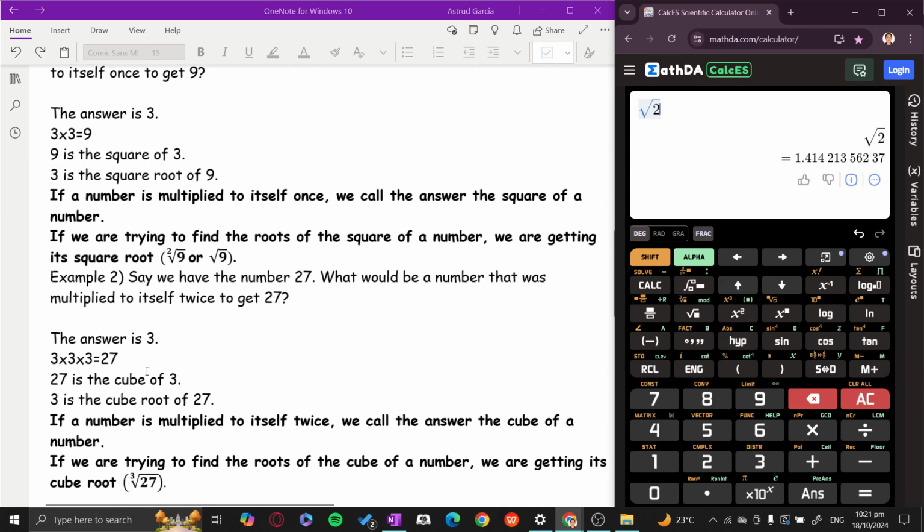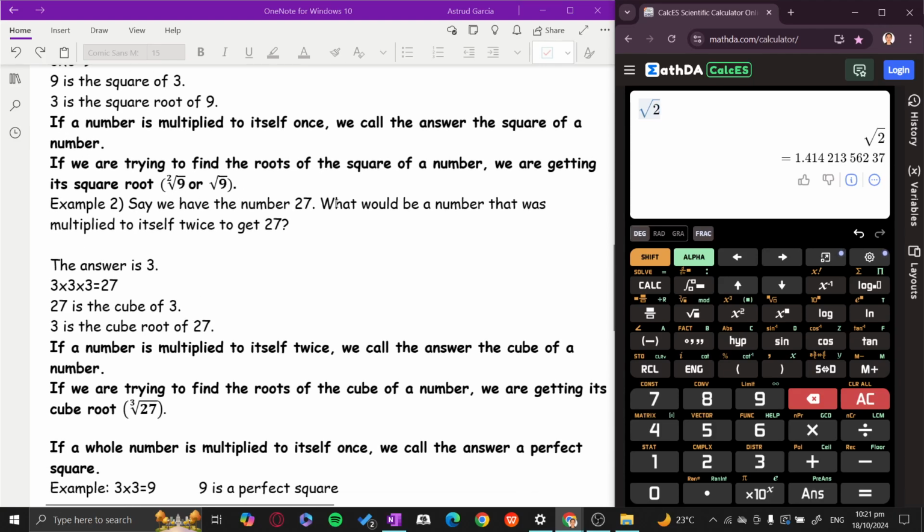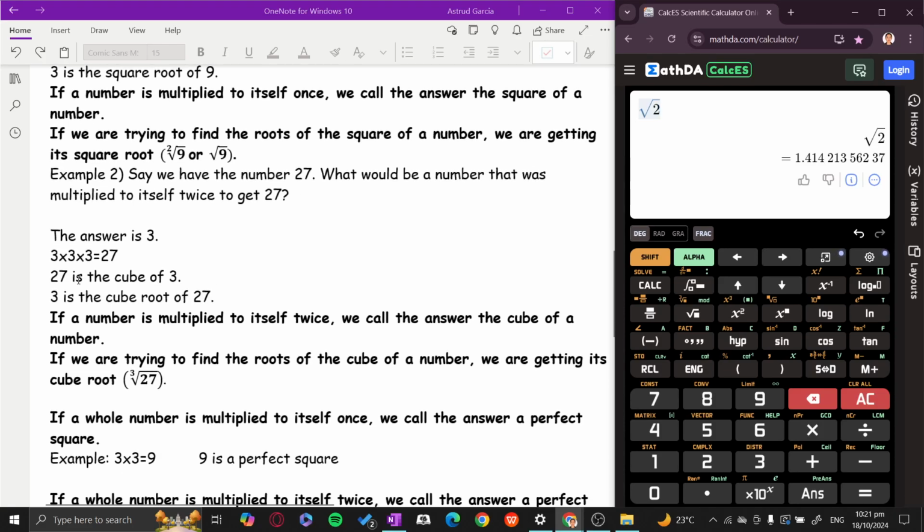Okay, so example number 2. Say we have the number 27. What would be a number that was multiplied to itself twice to get 27? The answer is 3. 3 times 3 times 3 is equal to 27. 27 is the cube of 3. 3 is the cube root of 27. So if a number is multiplied to itself twice, we call the answer the cube of a number. And if we are trying to find the roots of the cube of a number, we are getting its cube root.